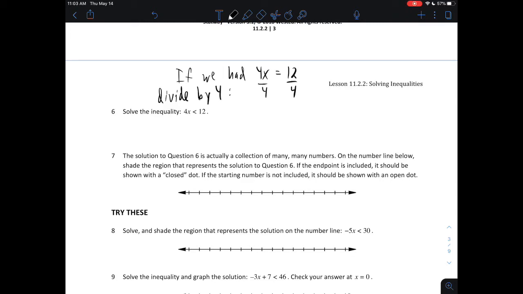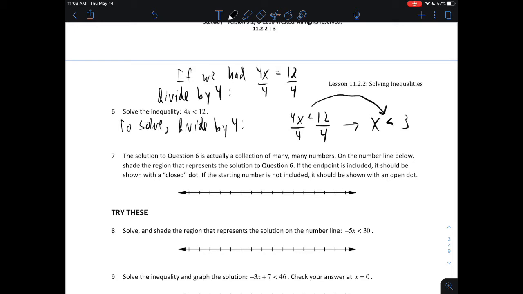We're going to do the same thing in number 6. To solve, divide by 4. So 4x less than 12, I'm going to divide the 4x by 4 and the 12 by 4. I'm doing division by 4 so that the 4 goes away, and all I'm left with is just the x on the left-hand side of the inequality. And then 12 divided by 4 is 3. I divided by a positive number, so the inequality is preserved. Same direction. Okay, so I didn't change that direction. So x less than 3 is the solution to the inequality.